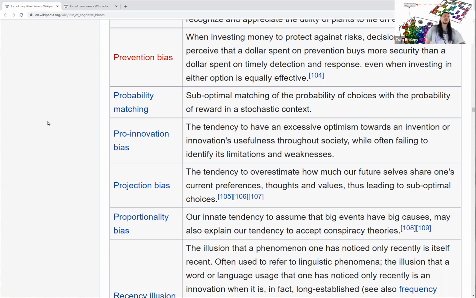Pro-innovation bias, the tendency to have excessive optimism towards an invention or innovation's usefulness throughout society, while often failing to define its limitations or weaknesses. Yeah, this will do everything. Do everything and make your breakfast. What's the cost? Yeah, that's the thing. It's only going to cost you an arm and a leg. Maybe some radium poisoning while we paint the watch dials with this fancy new glowing paint. I don't know. Maybe some weird mutations. But it's new. It's going to fix everything. Got to believe in it.